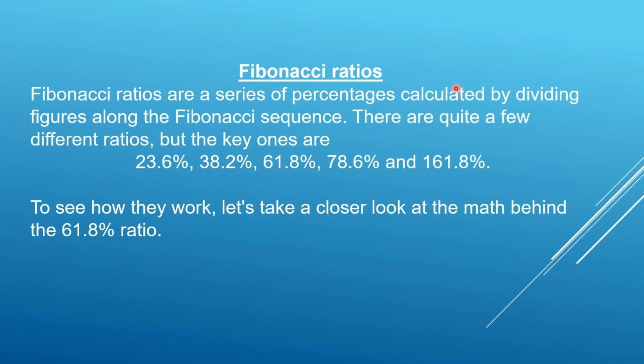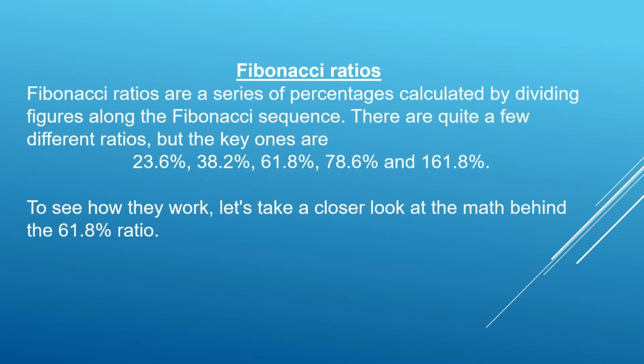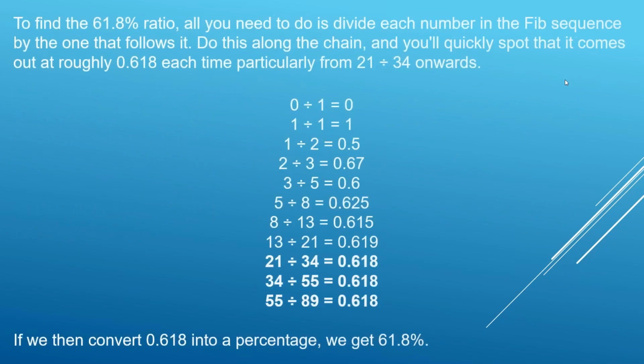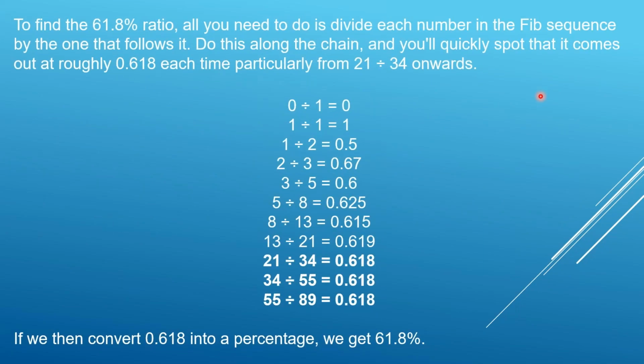There are quite a few different ratios, but the key ratios are 23.6, 38.2, 61.8, 78.6, and of course 161.8%. To see how they work, we will take a quick look at the 61.8%. How do we get it? To find the 61.8 ratio, all you need to do is divide each number in the Fibonacci sequence by the one that follows it. We do this along the chain, and we quickly spot that it comes out to roughly 0.618 each time.